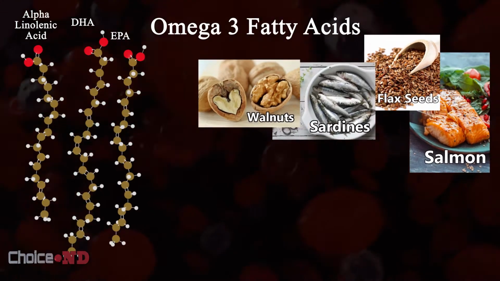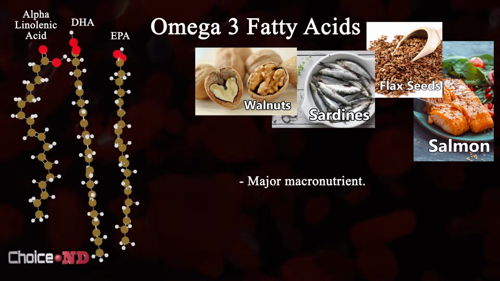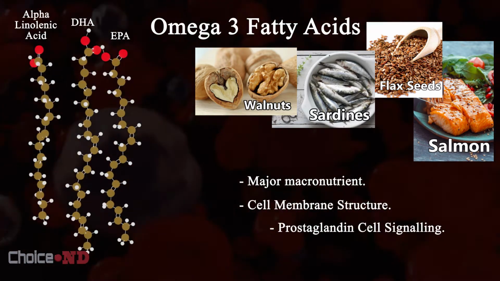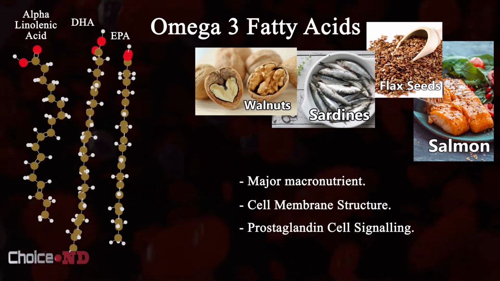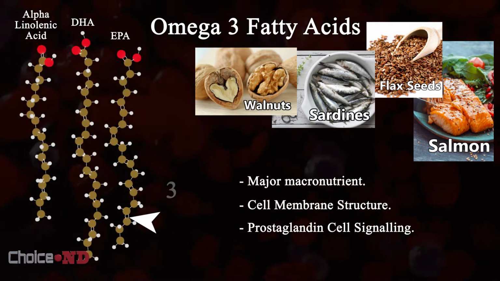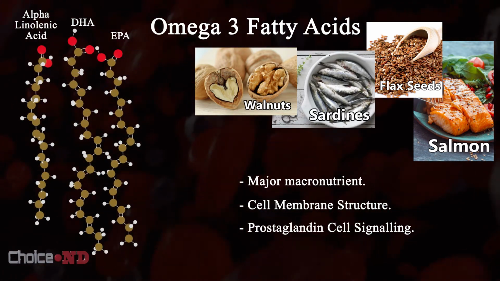Fatty acids in general, of course, are one of the body's major macronutrients that provide energy, but they have a variety of other functions, such as in cell membrane structure and cell signaling. The omega-3 in the name refers to the position of the double bond in the fatty acid structure. Omega-3s play an important role in the function of both innate and adaptive immune cells.